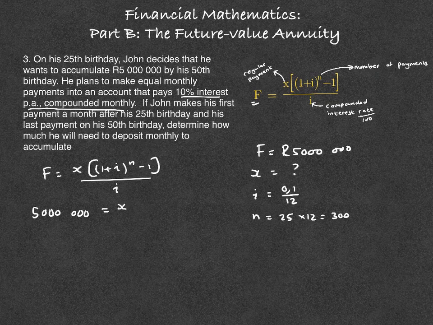We don't know yet what X is. And then you've got (1 plus i), that is 0.1 over 12 to the power of n, so that is equal to 300 minus 1, that's a 1, over 0.1 over 12. Now your calculator skills are very important.